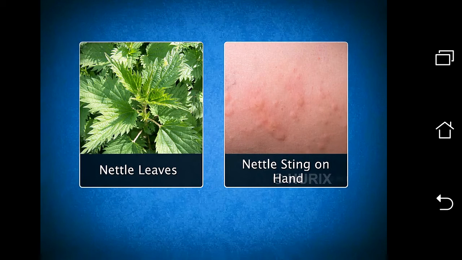The plant nettle has very fine hairs that contain methanoic acid. When we accidentally touch the leaf, it injects this acid into the skin and causes irritation. This irritation can be reduced by rubbing with baking soda paste or soap or a dock leaf.